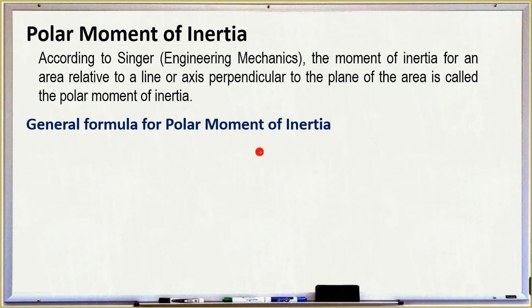So we have our next topic, that is polar moment of inertia. Based on the book of Singer, the moment of inertia for an area relative to a line or axis perpendicular to the plane of the area is called the polar moment of inertia. Maybe karon maglibog pa mo ani, but ato siya i-breakdown. So starting with the moment of inertia, because there is a huge difference between polar moment of inertia and simply moment of inertia.